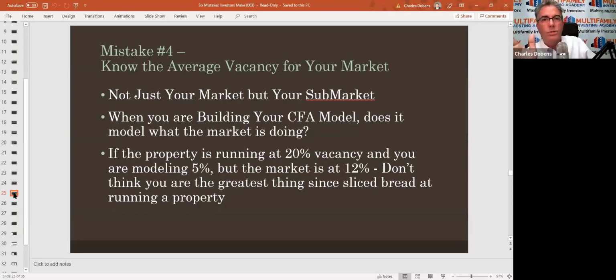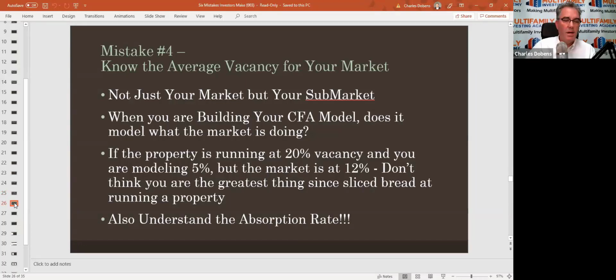Guys, this is personal experience speaking, because I'm guilty of this myself when we were looking at properties early on. Don't think that you're the greatest thing since sliced bread at running a property and you're going to get your average vacancy 7% below what the market vacancy is. It's just not going to work out that way for you. So you've got to make sure that you're using the market vacancies and the sub-market vacancies in your analysis for the deals in your neck of the woods. That's the thing about vacancy, and you're going to see it in just a moment.